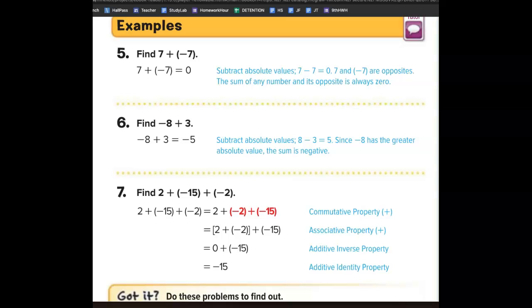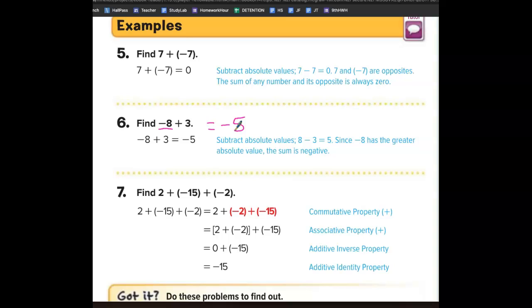Okay, on number 6. Do I have more negatives or more positives? More negatives. How many more? 5, right? Because 8 minus 3 is 5. Therefore, since I have more negatives, my answer is negative 5. Questions on that? Okay, on number 7, there's a couple of different ways that you could do it.